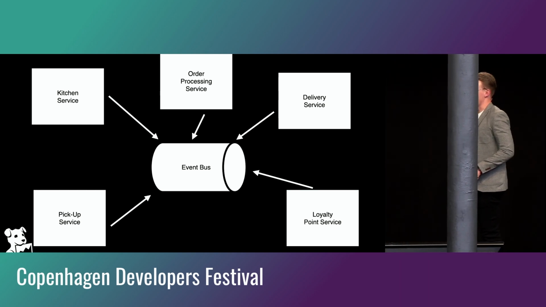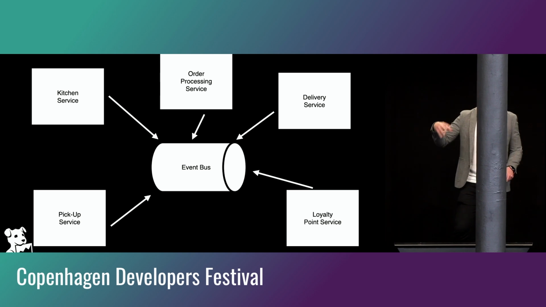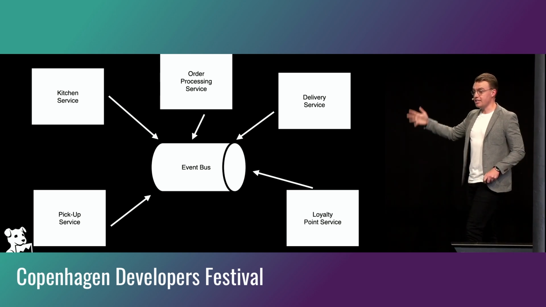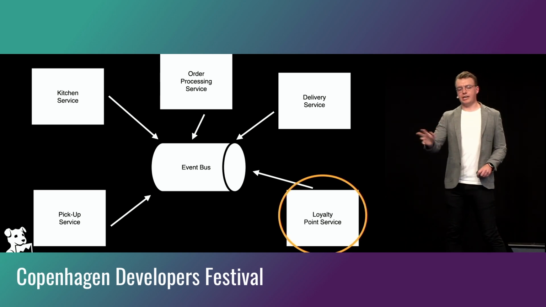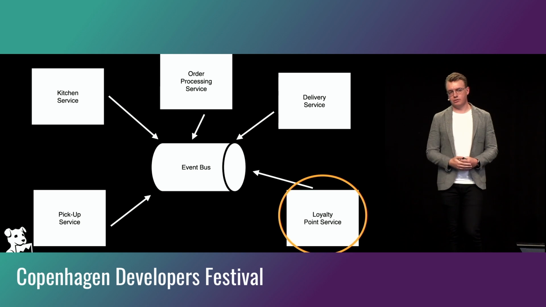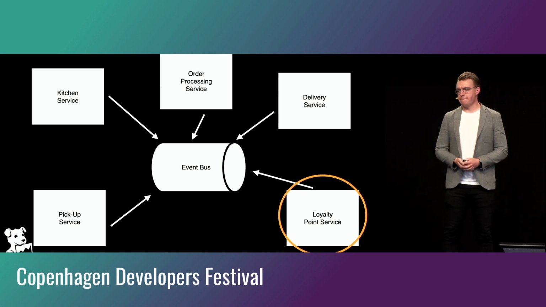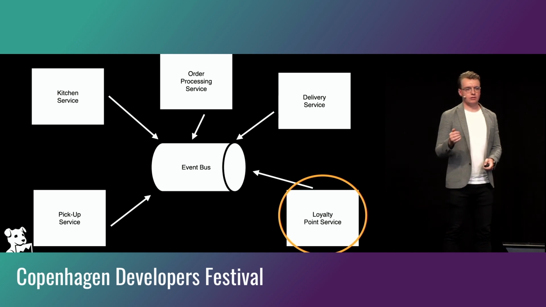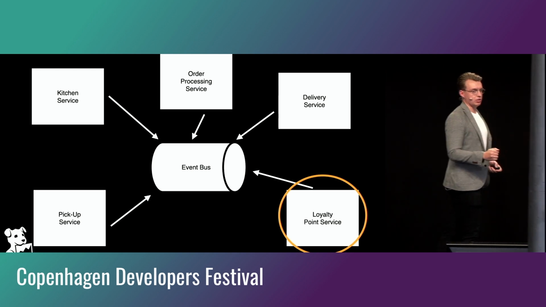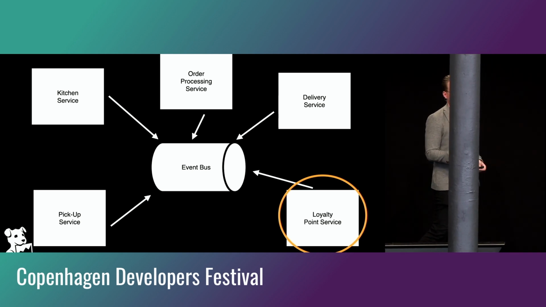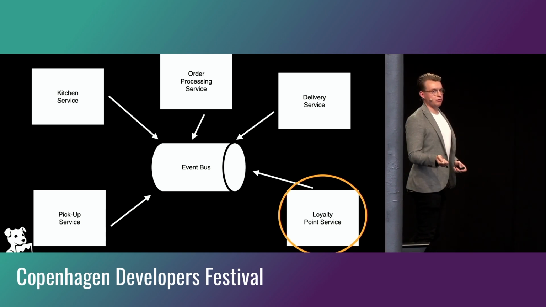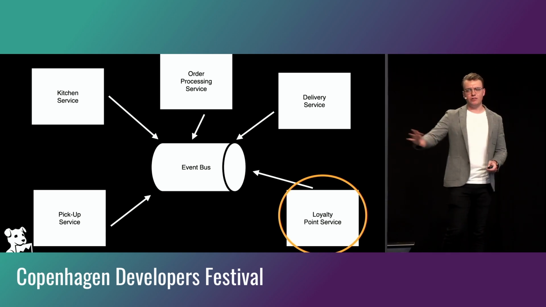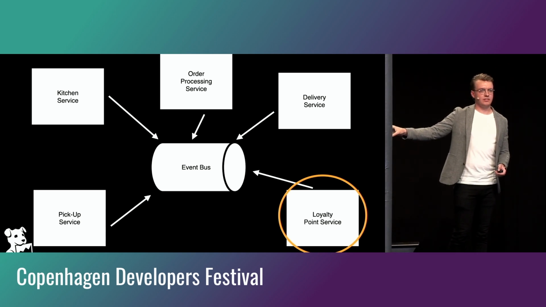And your business leaders say, you know that loyalty point service that you spent blood, sweat, tears, hours, years building? We're going to get rid of that now. We don't want it. We're just going to buy a SaaS product. We're going to buy an off-the-shelf product. And that off-the-shelf product only supports synchronous calls. It only exposes a REST API. So how do you manage that? Because you've got this wonderful event-driven asynchronous system, then you've got this bit on the side that isn't asynchronous.